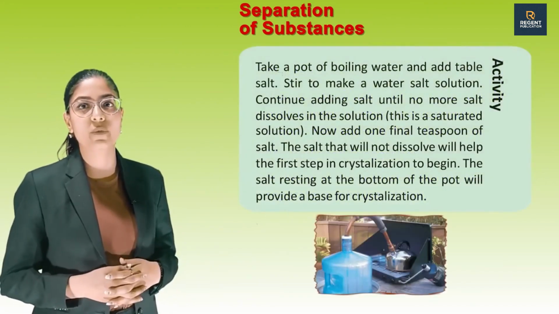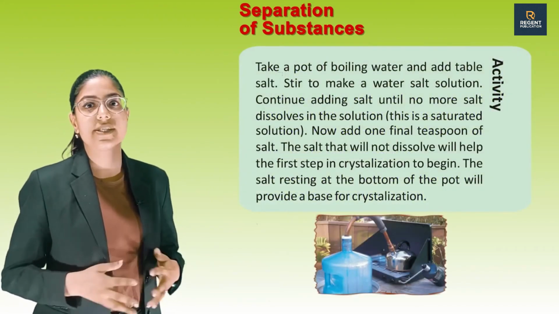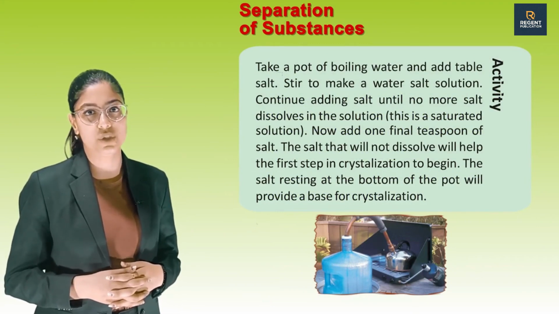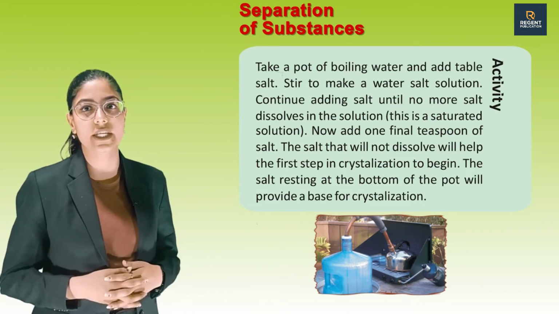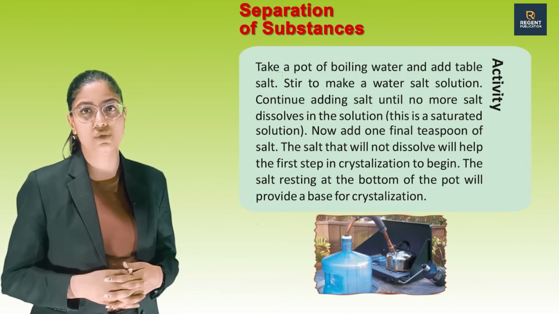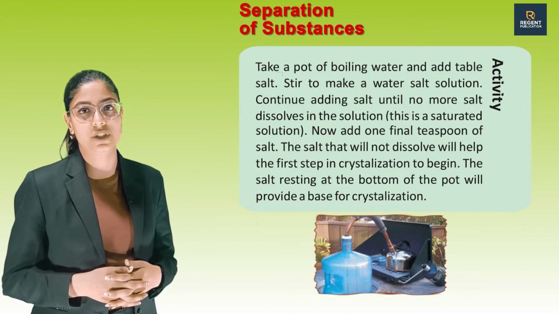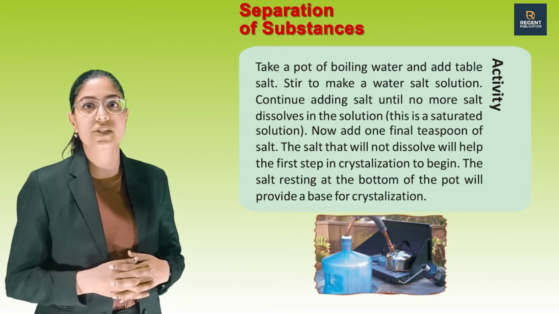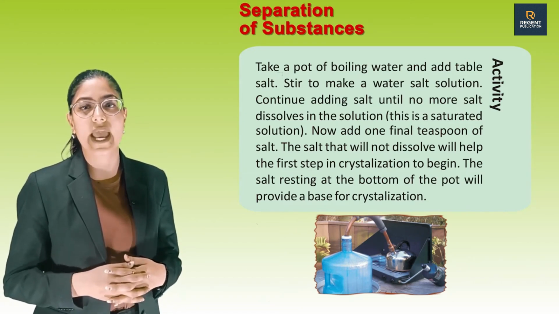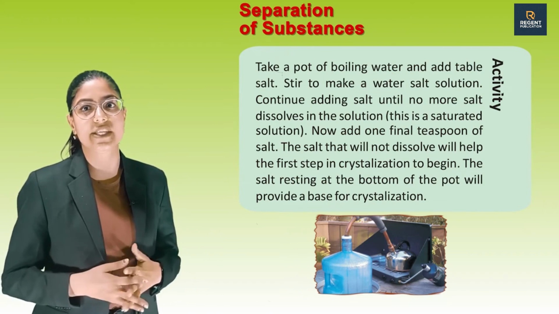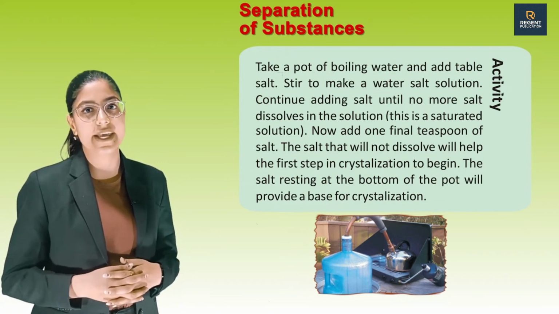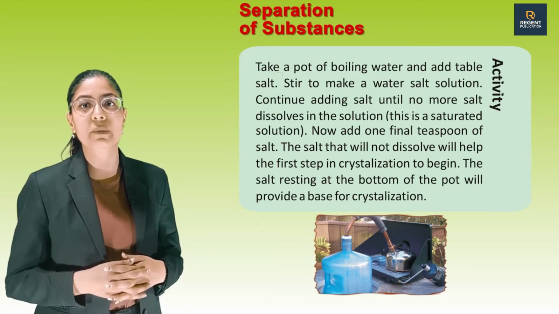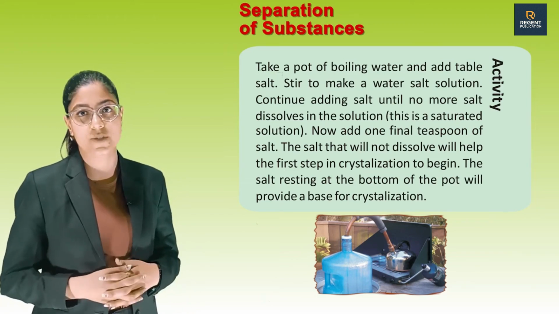Take a pot of boiling water and add table salt. Stir to make a water salt solution. Continue adding salt until no more salt dissolves in the solution. This is a saturated solution. Now add 1 final teaspoon of salt. The salt that will not dissolve will help the first step in crystallization to begin. The salt resting at the bottom of the pot will provide a base for crystallization.